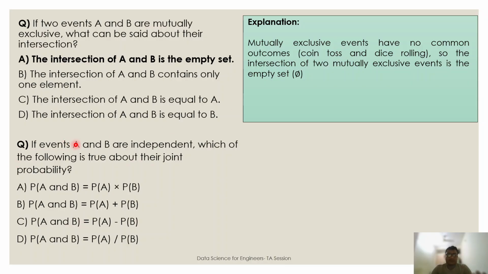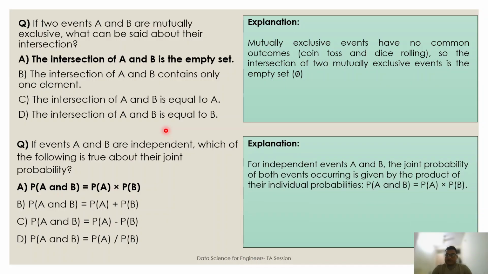Another question: if events A and B are independent, which of the following is true about their joint probability? Yes, you all are correct. The correct answer is probability of A multiplied by probability of B. That is the correct answer when I'm talking about the joint probability.